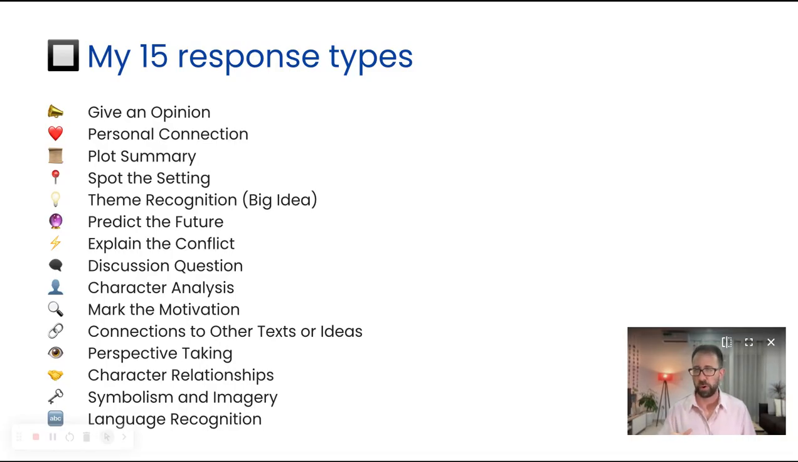So these are roughly ordered from easiest to more complicated responses. It's a bit of an arbitrary ranking, if you will, but I found that giving an opinion or creating a personal connection with the text are easiest responses for my students. Things like a plot summary, a chapter summary, describe the setting, recognizing a big idea, predicting the future, what's going to happen next in the book, all the way down to more complicated things like symbolism and imagery or language recognition. So things like metaphor and sort of literary devices, figurative language.